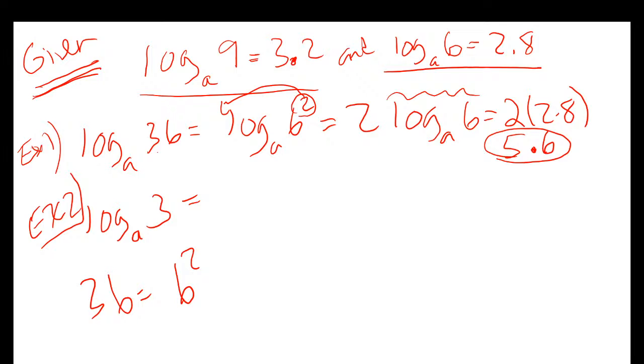So log base A 36 would be equal to 5.6. Yes, Richard. That's how you would write it. And what's log A 3? Would it be log A 9 minus log A 6? Not quite, because see, here's the deal. That's a great idea. Let's talk about it.